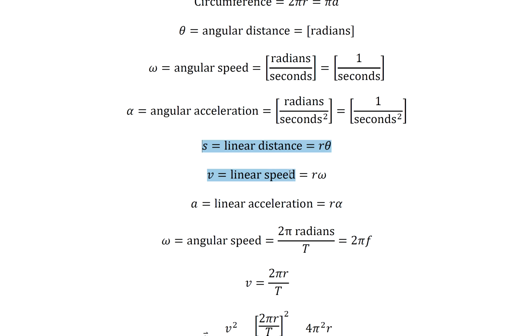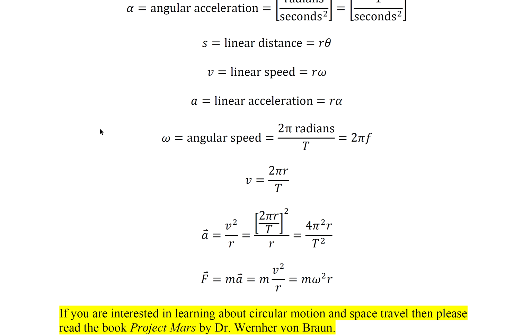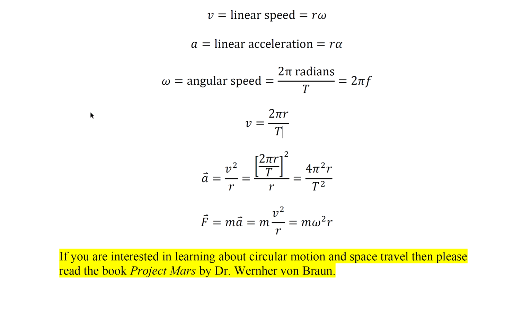So the left-hand side is a linear relationship, the right-hand side is the angular or circular relationship. Omega is angular speed, which is 2 pi radians divided by the period T. T stands for period. F stands for frequency, so write this down. The speed in a circle is 2 pi radius divided by the period. So it's distance over time. Distance is 2 pi r, time is period. Acceleration is v squared over r. F equals ma equals mv squared over r.